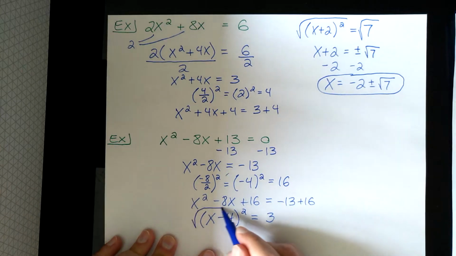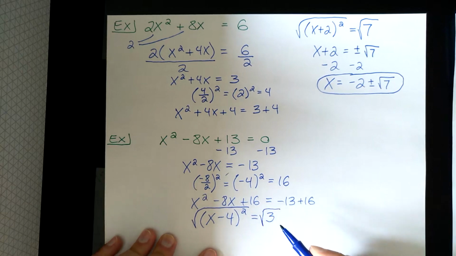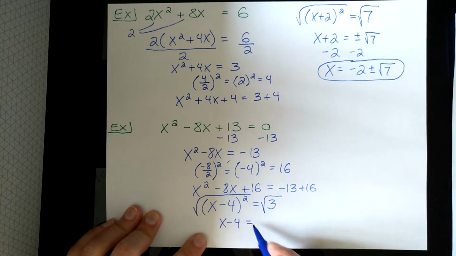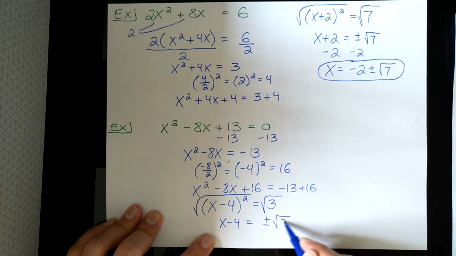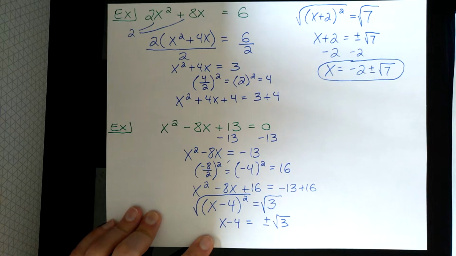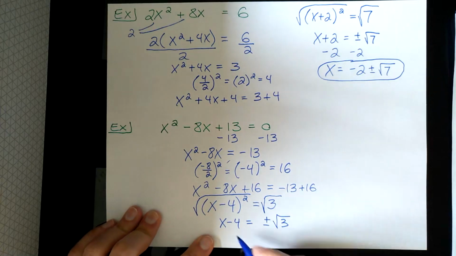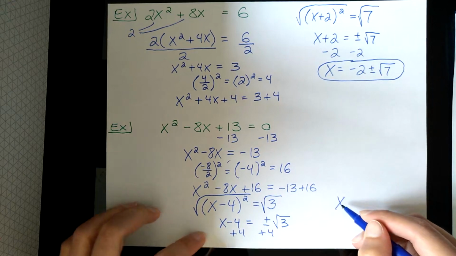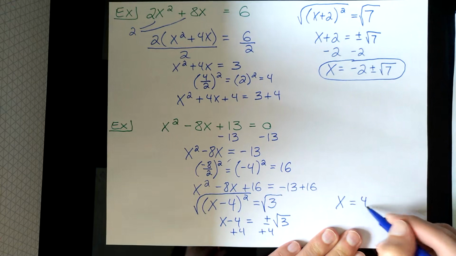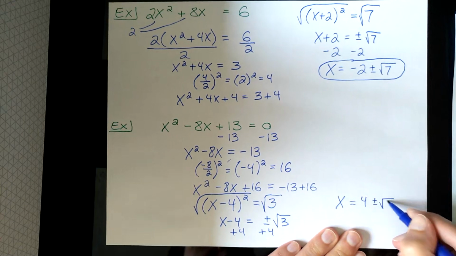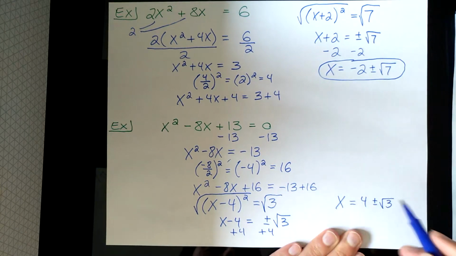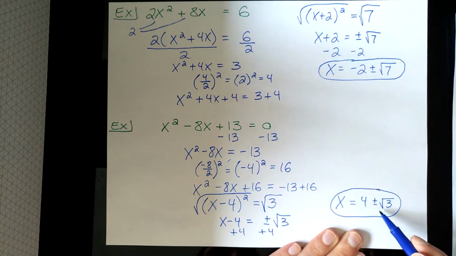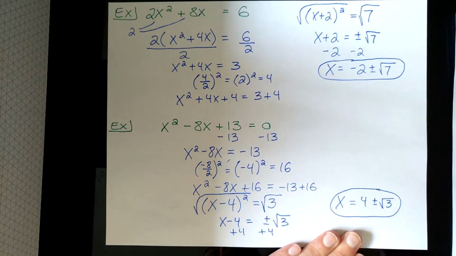We can now apply the square root function to each side of the equation, which gives us x minus 4 equals plus or minus the square root of 3. And finally, we will add 4 to each side of the equation, which gives us x equals 4 plus or minus the square root of 3. So 4 plus the square root of 3 is one answer, and 4 minus the square root of 3 is the other answer.